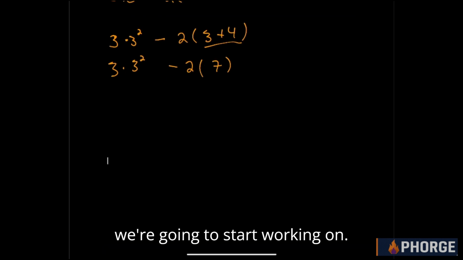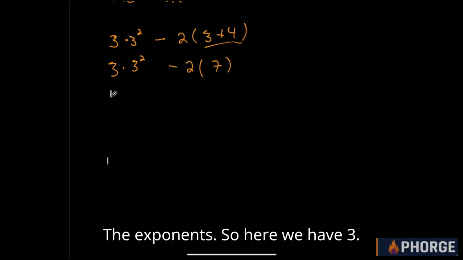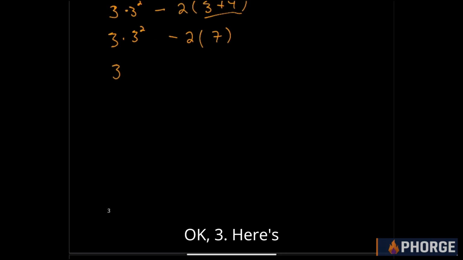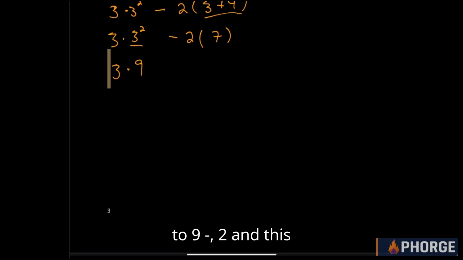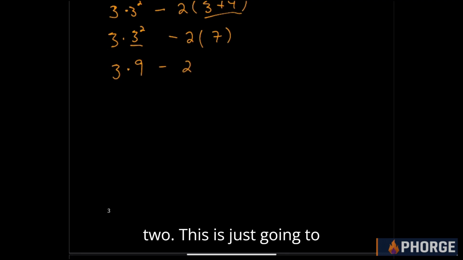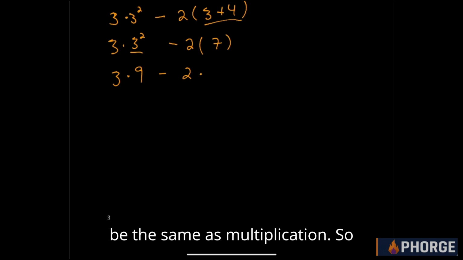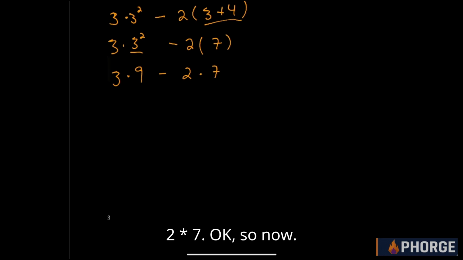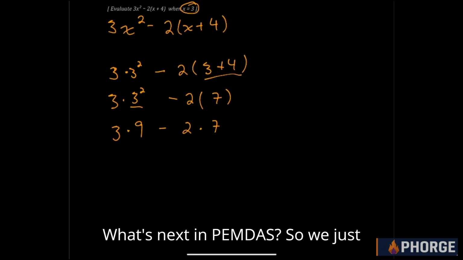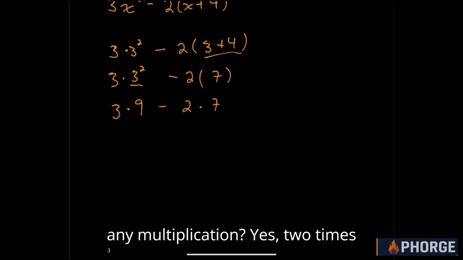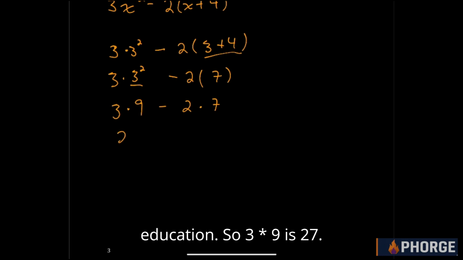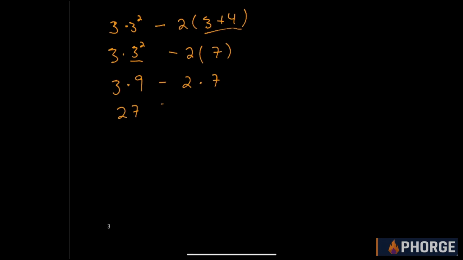Next, we're going to start working on the exponents. Here's the exponent: 3 squared is equal to 9, minus 2. And this 2 is just going to be the same as multiplication, so 2 times 7. Okay, now what's next in PEMDAS? We just did exponents. Now we need to do multiplication and division. Do we see any multiplication? Yes. So 3 times 9 is 27, minus, and then 2 times 7 is 14.